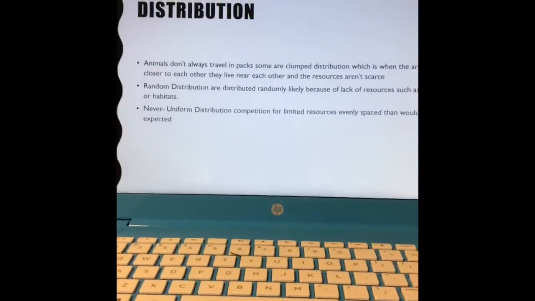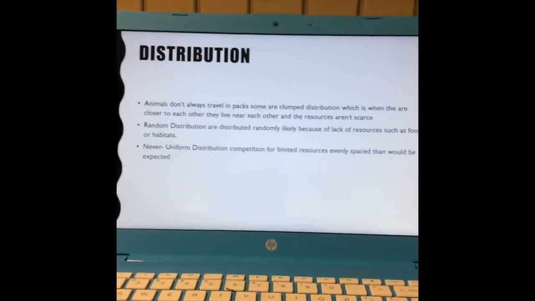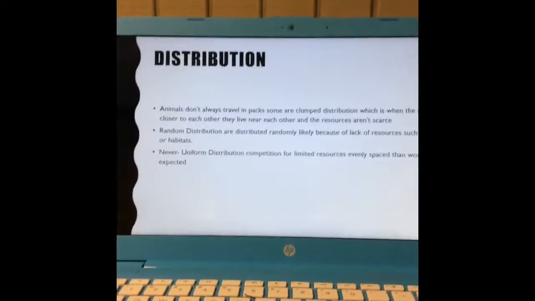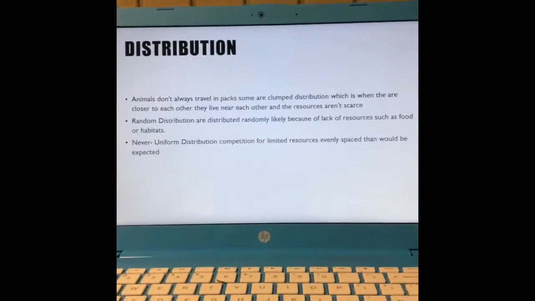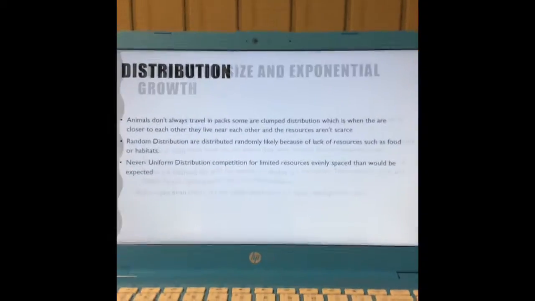Clump distribution is when the species, or the population as a whole, is used to being together. They all eat together. They live around the same proximity of each other with no problem because of the resources that are available for them to do so.